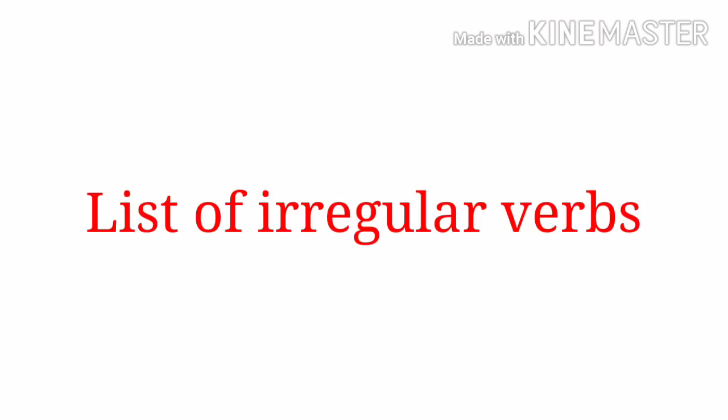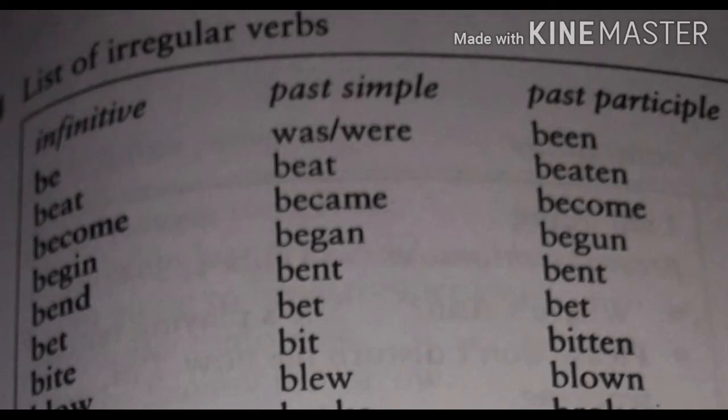Let's make the list of irregular verbs. First form, infinitive form. Second form, past or simple past form. Third form is the past participle form. Verbs are: be, was, were, been; beat, beat, beaten; become, became, become; begin, began, begun; bend, bent, bent.